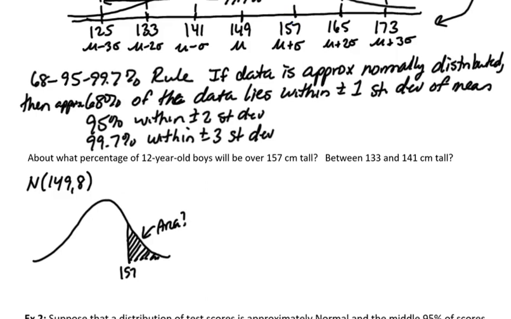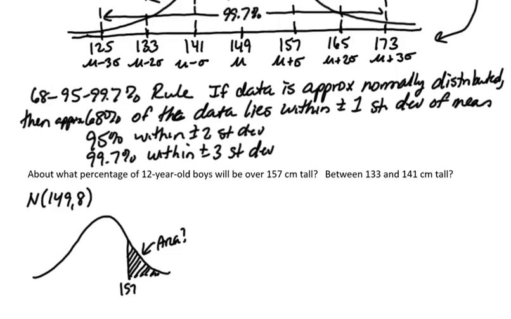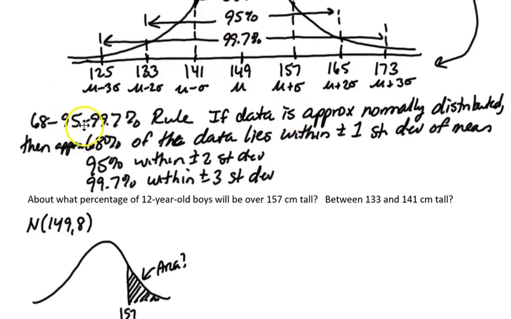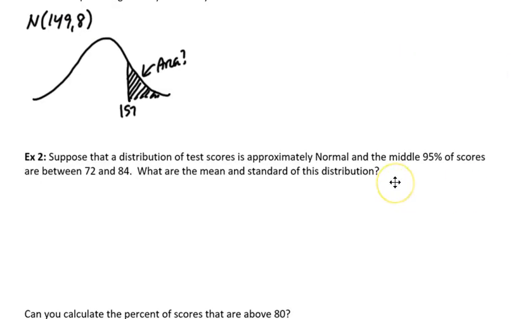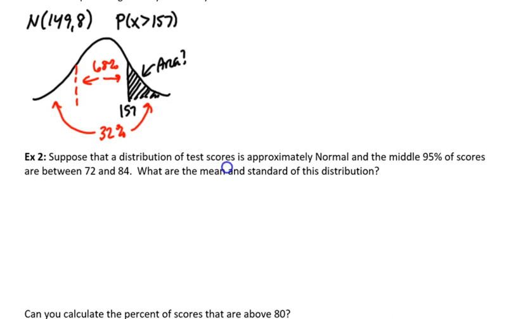Since this falls exactly 1 standard deviation from the mean, I can use the 68, 95, 99.7 rule to figure out what area that is. So what I know is that 68% of the data lies within 1 standard deviation of the mean, which means that everything outside that center area must be 32%. And in particular, this half then would be 16%. So the probability that x is greater than 157 is equal to 0.16 or 16%.